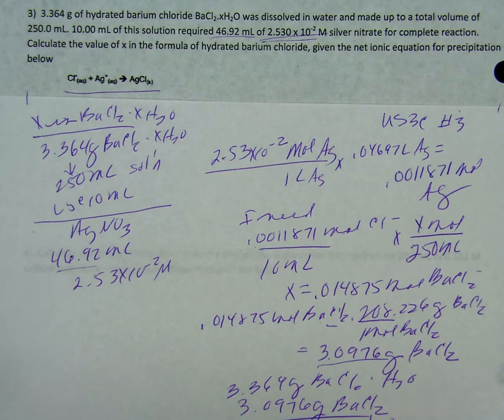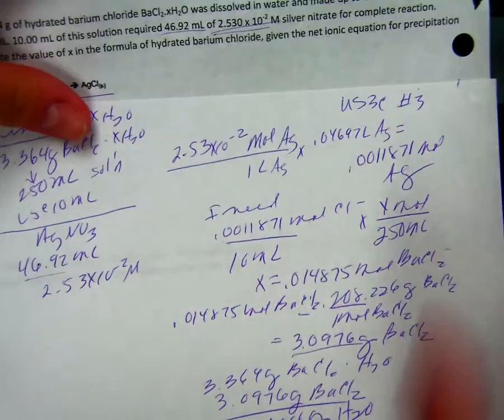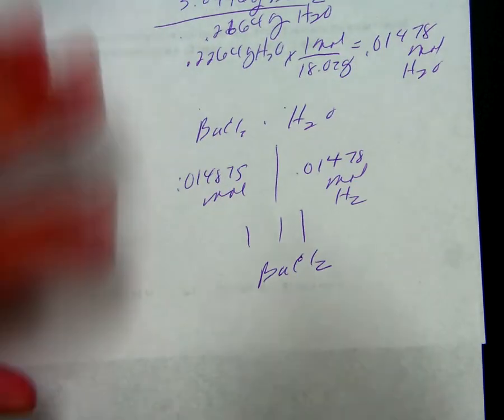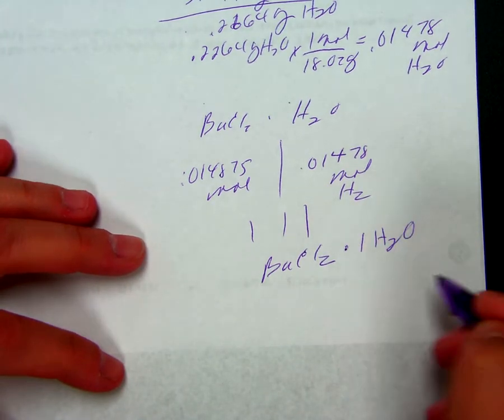So my hydrate, whoops, I'm off sheet, I'm sorry. I think you got most of it. So my formula has to be barium chloride times 1H2O. Okay.